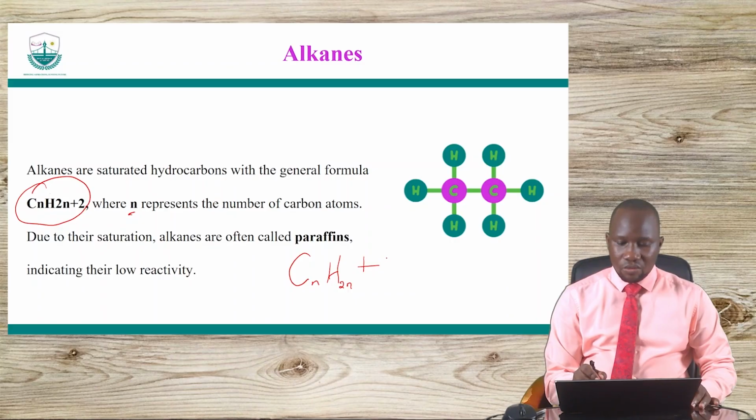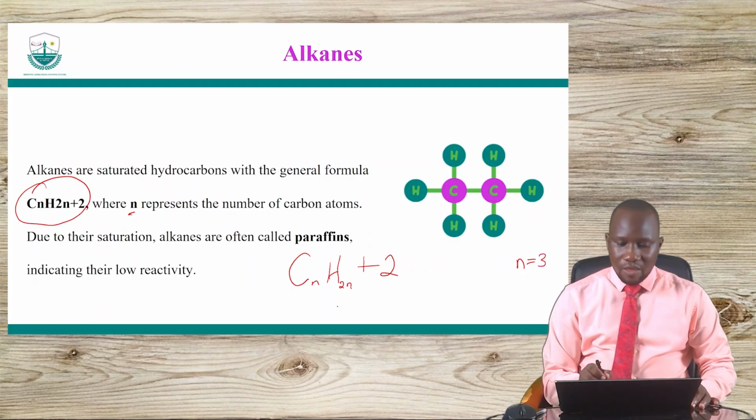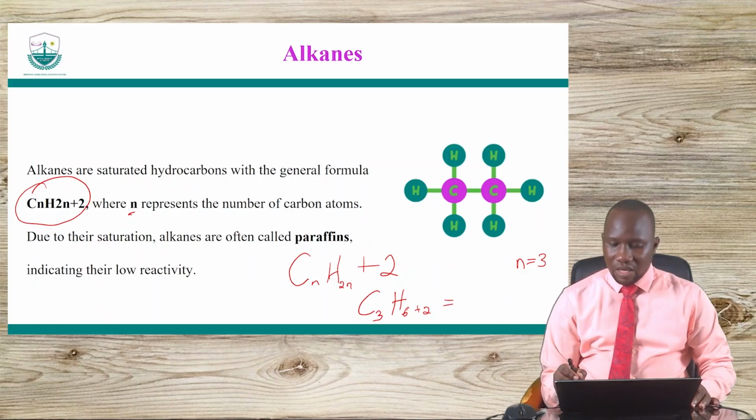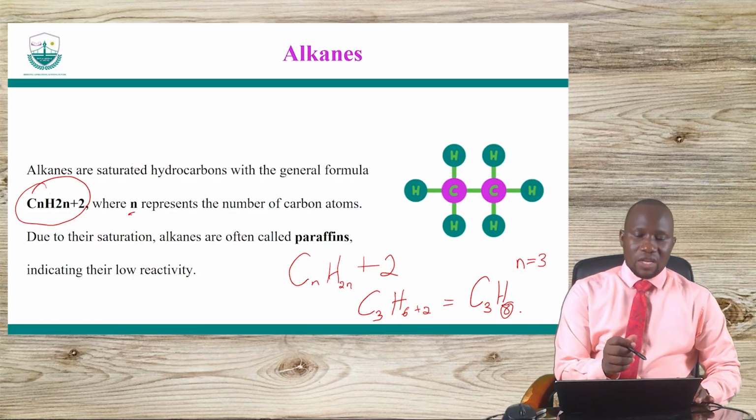That's what we are meaning there, plus 2. Okay, so if n is equal to 3, then we shall have C3 H, this 2 times the 3, that would be 6, plus the 2, right? So this will basically give us C3H8. Okay, so let's try to draw the structure formula for this and see what happens.